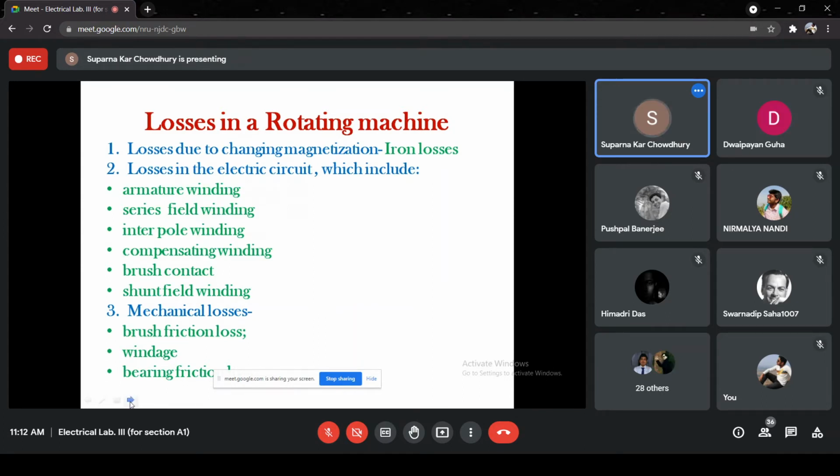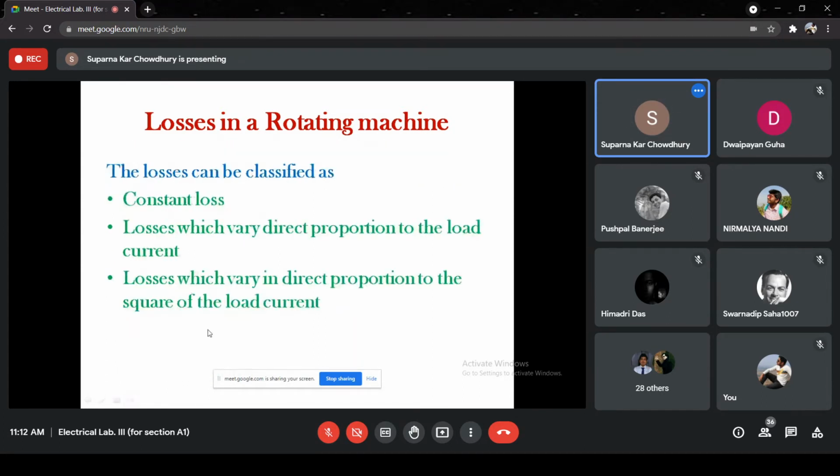So these losses we have to separate. Now the losses can be classified as constant loss, losses which vary directly proportional to the load current, and losses which vary in direct proportion to the square of the load current. For a DC machine, this constant loss is obviously the core loss. Then the loss directly proportional to the load current is here the brush friction loss.